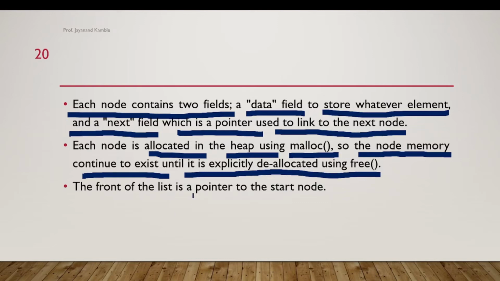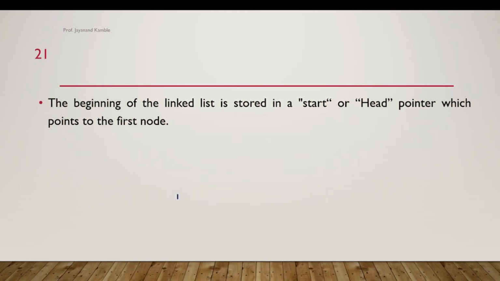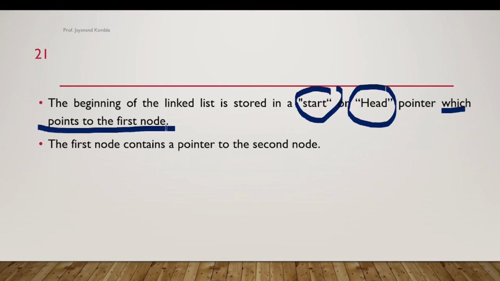The front of the list is a pointer to the start node. I have already told you that the first node of the linked list we are going to call the head of the linked list, and that is nothing but the first node. The beginning of the linked list is stored in a start or head pointer. In most reference books, it is called either the start node or head node. Both point to the first node of the linked list. The first node contains a pointer to the second node. As I told you, the first node will have two parts.